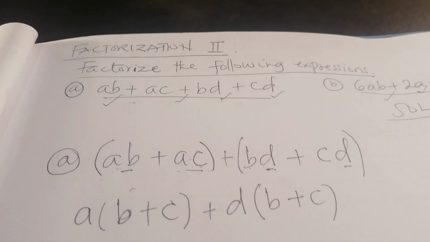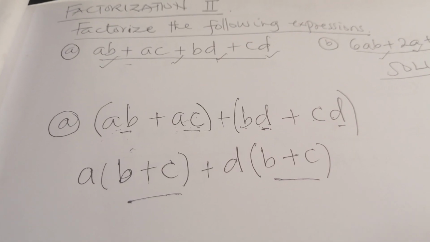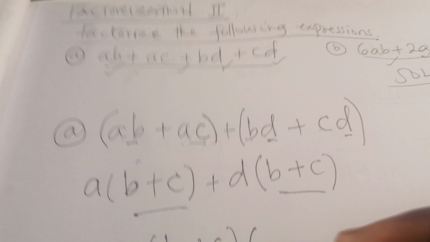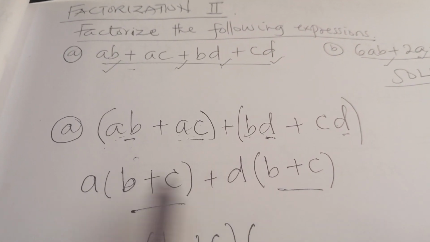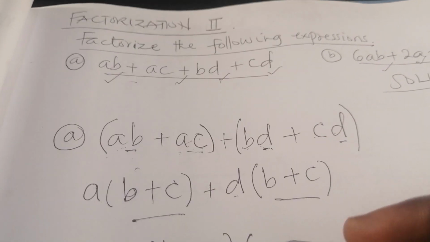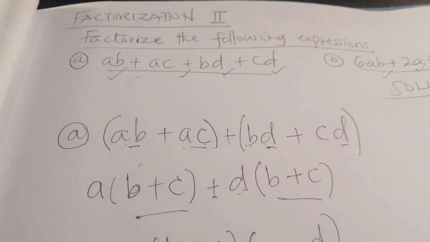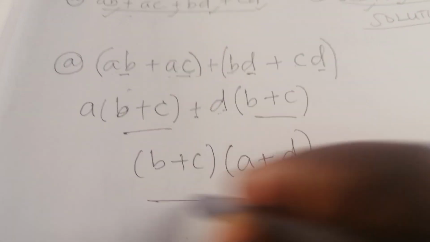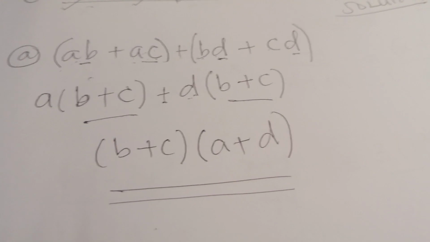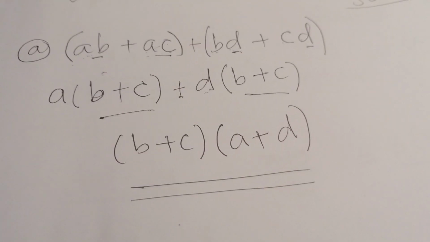Can you notice something? Yes, there is one common term in the bracket, that is B plus C. So we write one of them and we group the common factors outside the bracket too as 1. So outside we have A plus D, also in another bracket. So our final answer becomes B plus C in a bracket, A plus D in another bracket.